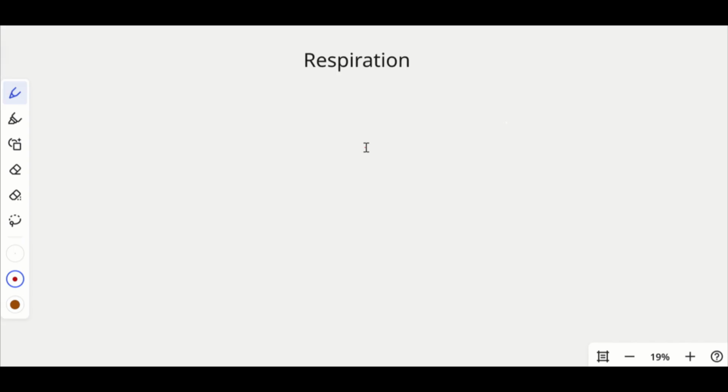So far in this chapter we have learned about what nutrition is, what digestion is, etc. And we understood that through digestion we are getting a lot of nutrients. Now let's see how these nutrients are used for respiration. First, let's see what respiration is.